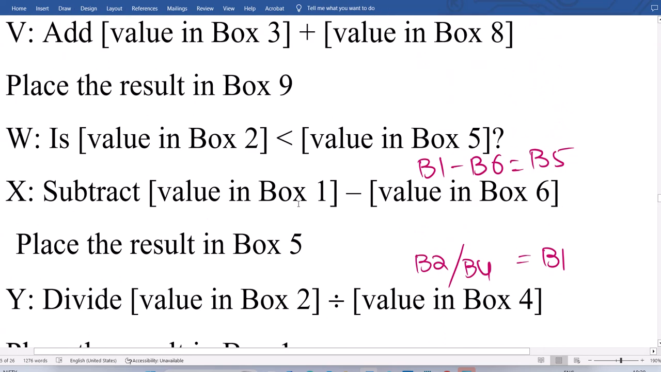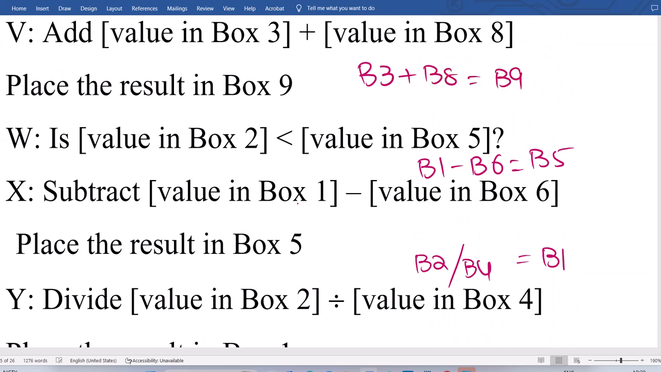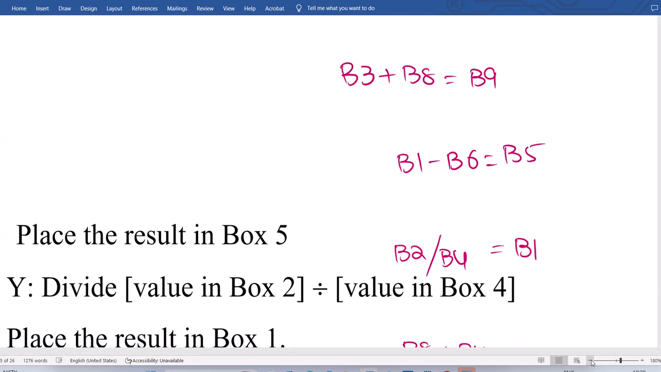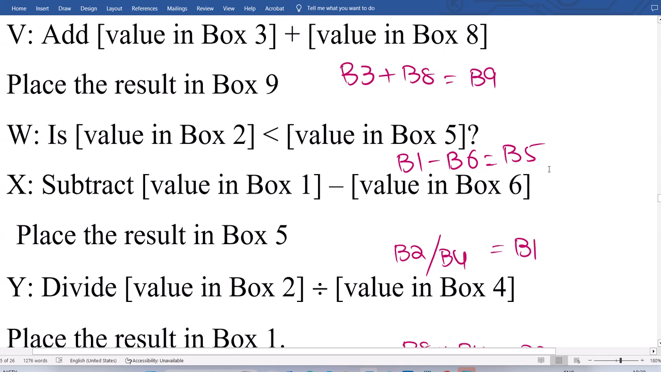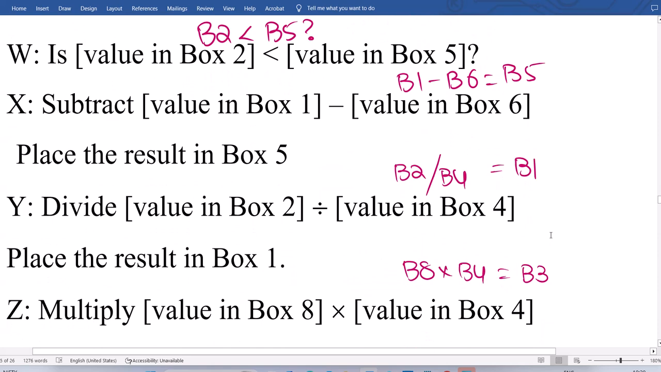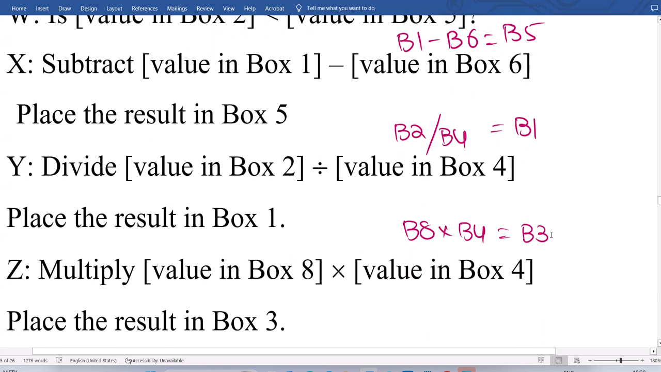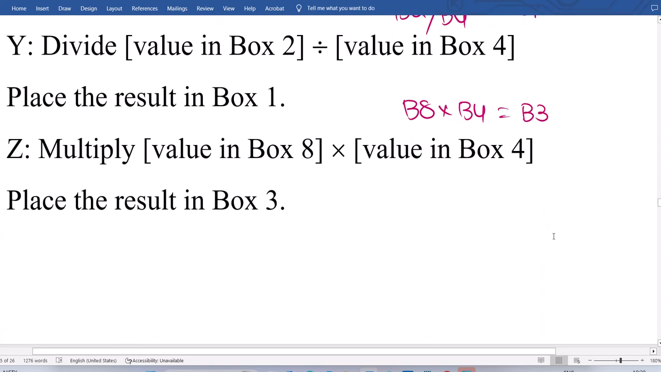First step is simple: B3 plus B8, put the result in B9. Write in that simple manner. No need to copy it as it is. Then B1 minus B6 is equal to B5. Before that there is a condition: is B2 less than B5? Then B2 divided by B4 equal to B1, B8 into B4 equal to B3. We'll go for the questions.